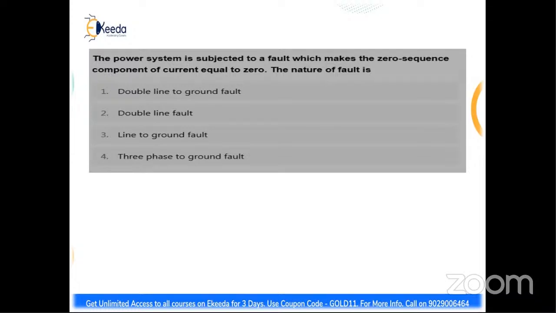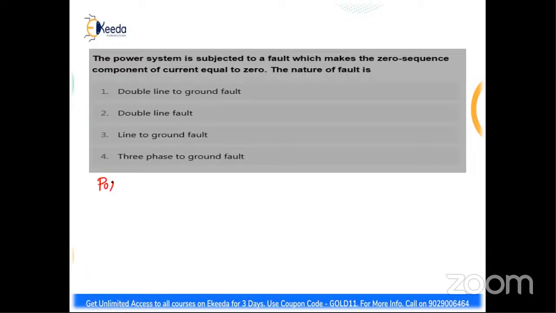There are three sequence components: positive sequence component, negative sequence component, and zero sequence component. These sequence components are used to analyze unsymmetrical faults. So let us explain what the positive sequence component, negative sequence component, and zero sequence component are.